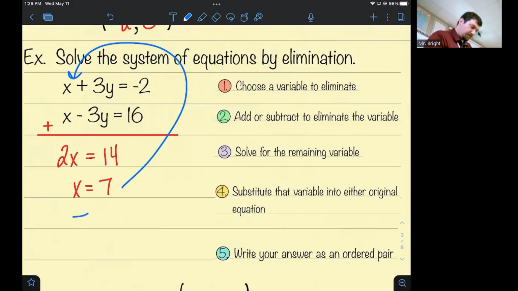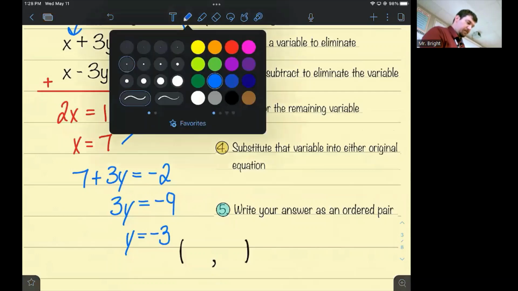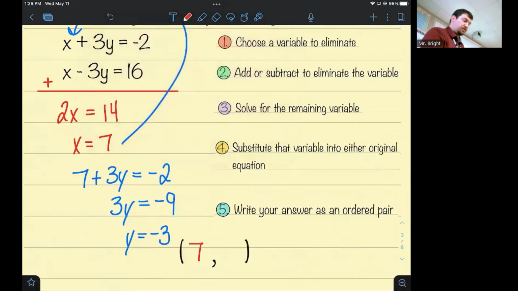And so 7 plus 3y equals -2. Subtract 7 from both sides to get -9. Divide by 3 on both sides to get -3. So x equals 7. Need to write my answers in ordered pair still. And y equals -3. And parentheses are important. Make sure you put the parentheses so I don't have to take a half point off.